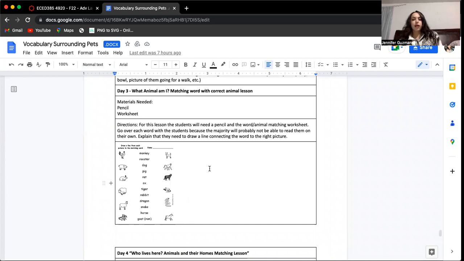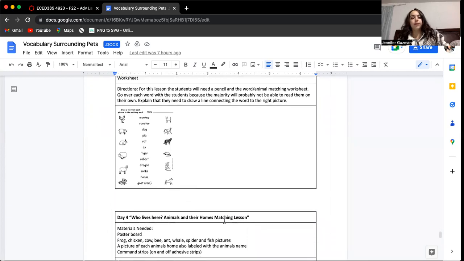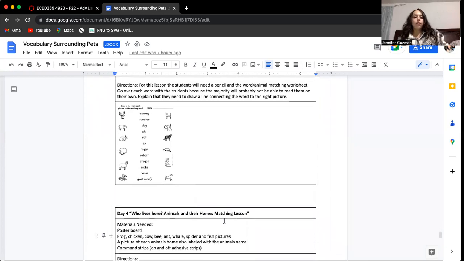Same with this one. You can have your students go in partners with some that are better at reading, because it's kindergarten and some kids will not know how to read these words, or you can do the worksheet together as a classroom. Day 4, who lives here? Animals and their homes matching lesson.